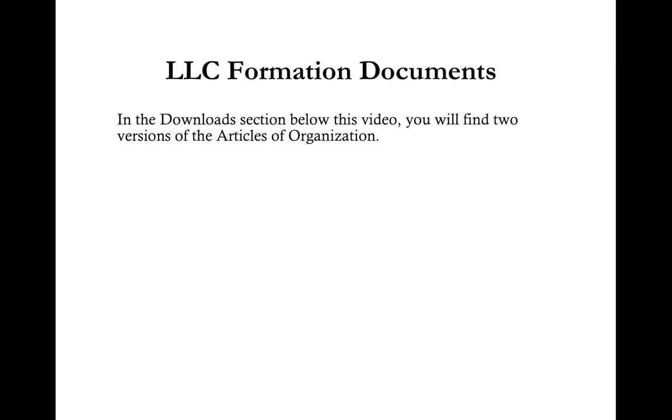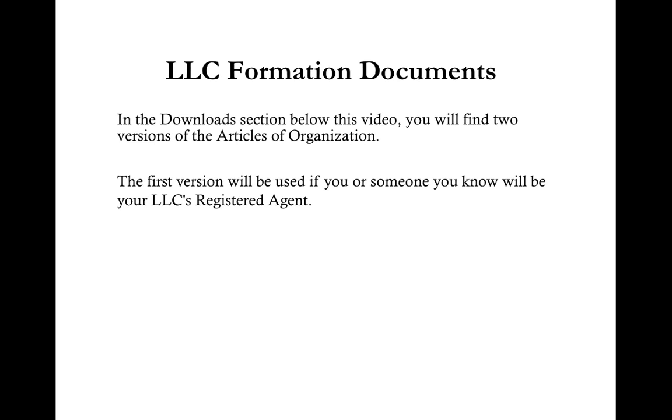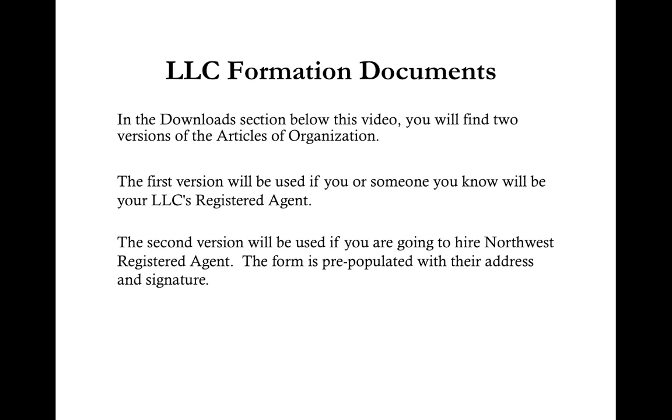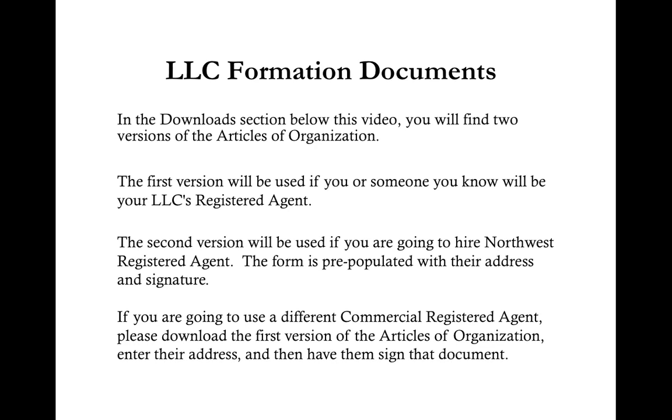In the download section below this video, you will find two versions of the Articles of Organization. The first version will be used if you or someone you know will be your LLC's registered agent. The second version will be used if you are going to hire Northwest Registered Agent. The form is pre-populated with their address and signature. If you're going to use a different commercial registered agent, please download the first version of the Articles of Organization, enter their address, and then have them sign that document.